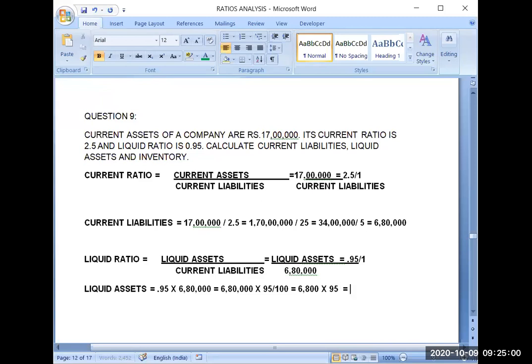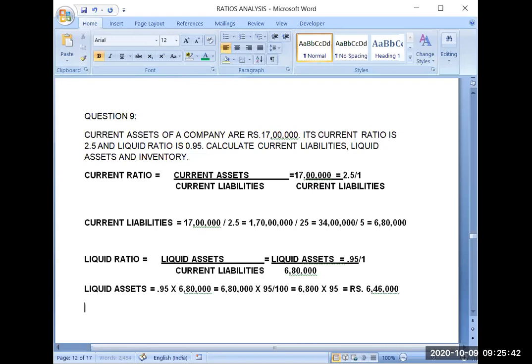And now simply you can multiply 68 into 95 and then you can put two zeros there. So you will get 6,46,000 rupees, 6,46,000. So this way you have calculated your liquid assets. Now see, current liabilities were asked. We have calculated the value of current liabilities here. Then question has asked liquid assets. We have calculated the value of liquid assets. Now the third value has been asked, inventory.